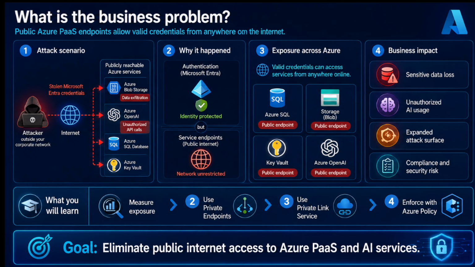The lesson is clear. Identity protection alone is not sufficient. The organization must reduce network exposure by using Azure Private Link and private endpoints. Then enforce those controls consistently with Azure Policy across the environment, at scale, securely. Let's get started.